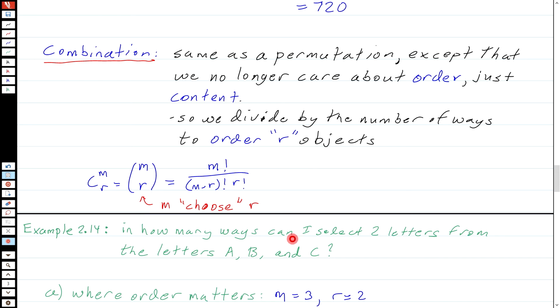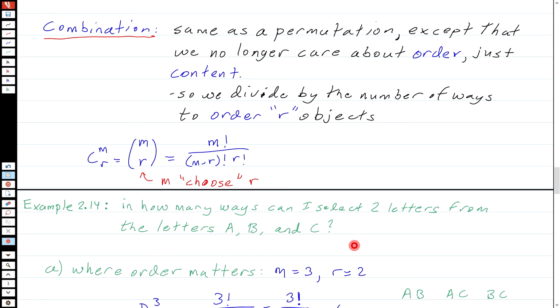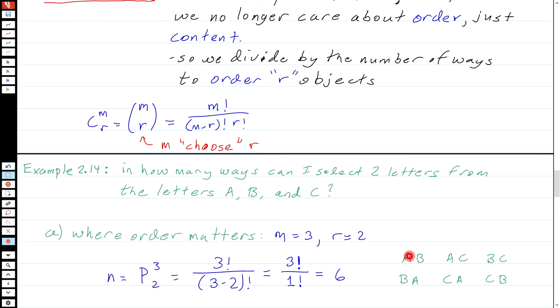So here's some examples of that. How many ways can I select two letters from the letters A, B, and C? If order matters, then I can enumerate this. I've got AB, BA, AC, CA, and BC, CB. So there's 6 possible ways.